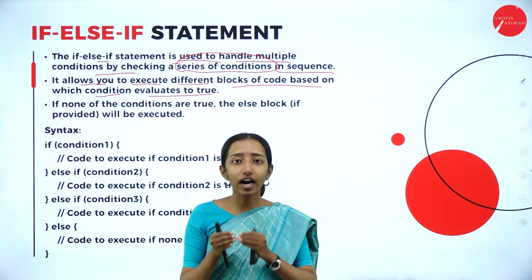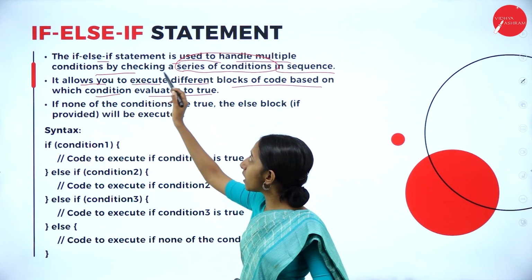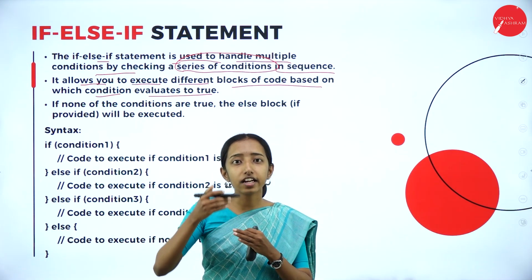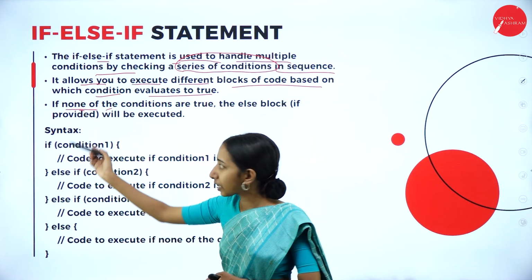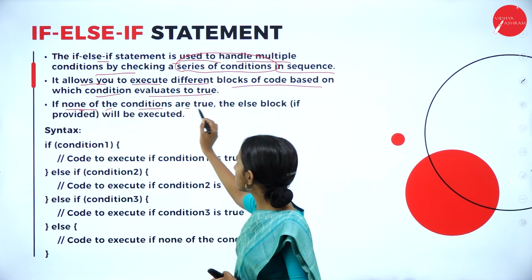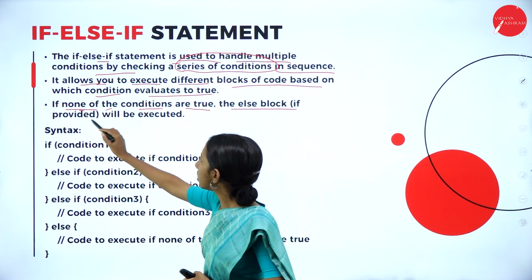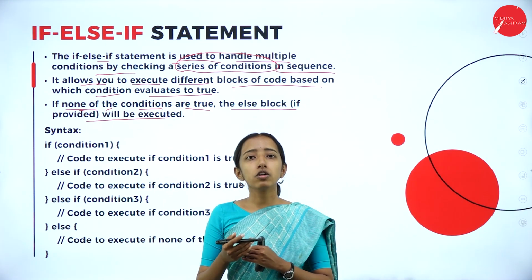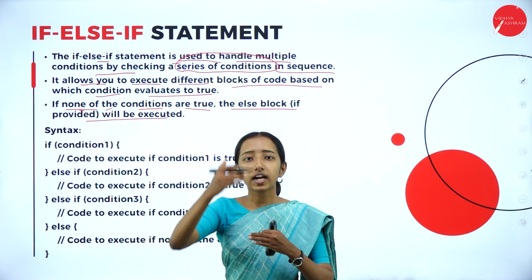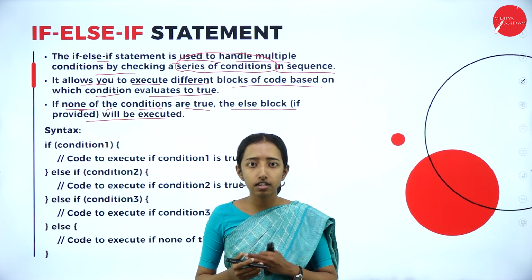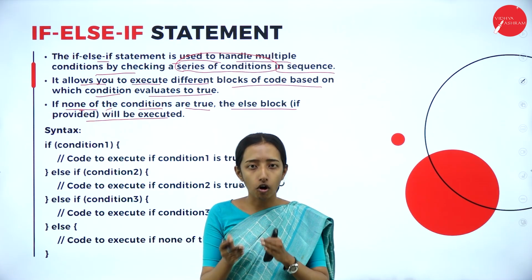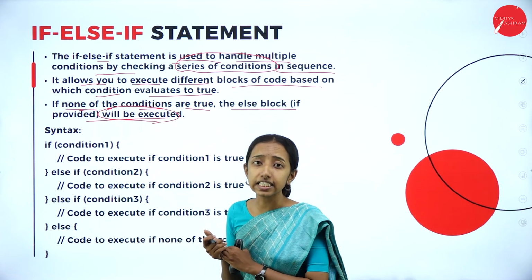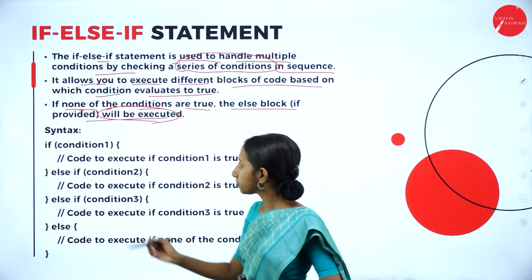A series of conditions like this is called an if-else if statement. It is like a ladder. And also if none of the conditions are true, the else block will be executed. So at the last, we will also have an else block. If the else if conditions are proven false, then the last else part will be executed. Let us see the syntax and example.